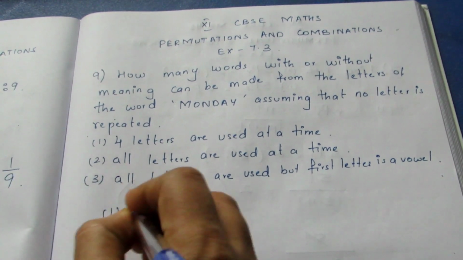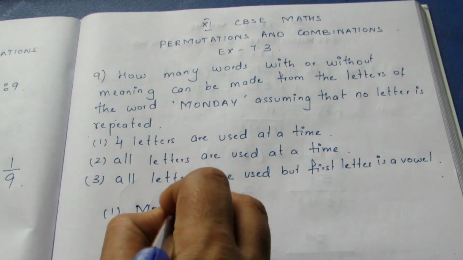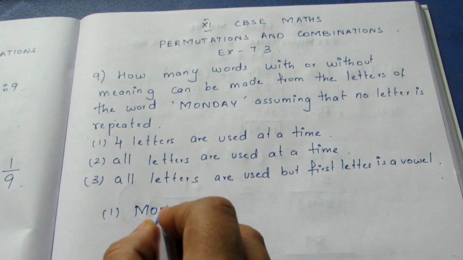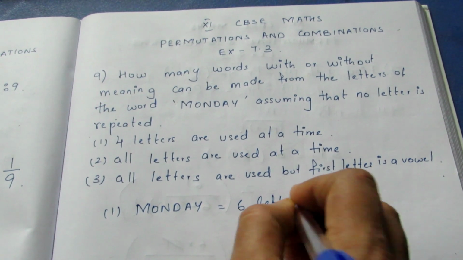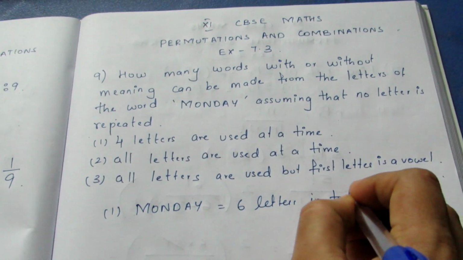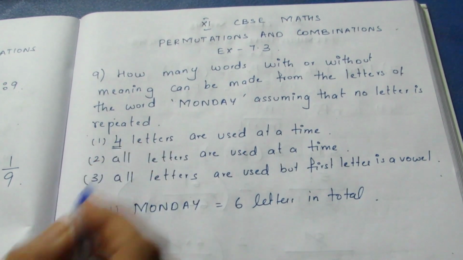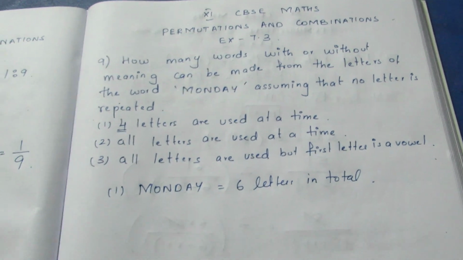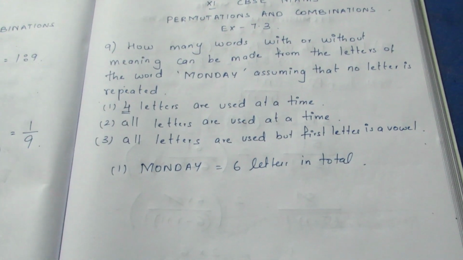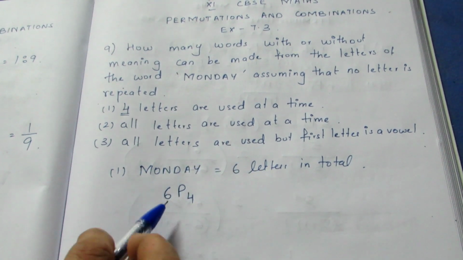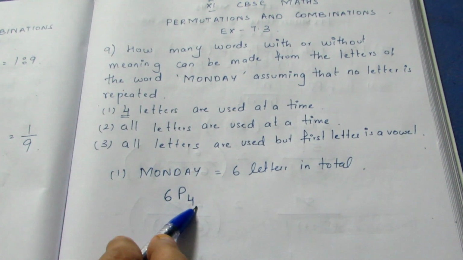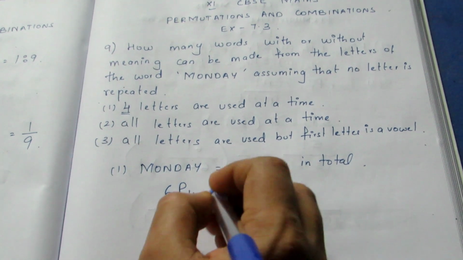Here in Monday totally we have 1, 2, 3, 4, 5, 6 letters. 6 letters in total. In that we are going to select only 4 letters. So that means from 6 letters we are going to select 4 letters, which is 6P4.